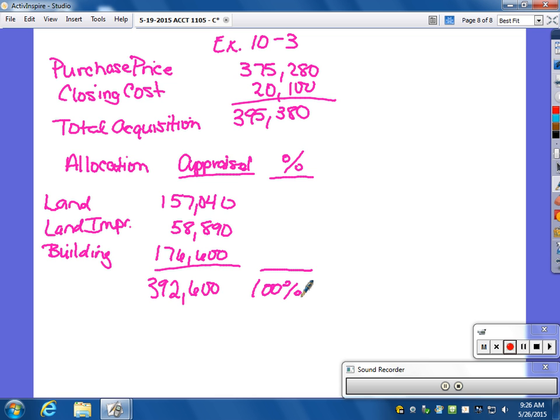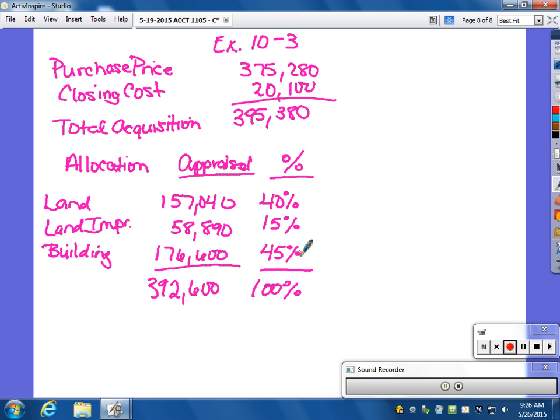The first one is 40%. The second one is 15%. And the third is 45%. Do we equal 100%? Yes, ma'am. All right. So now that you have the percent, what should you do?